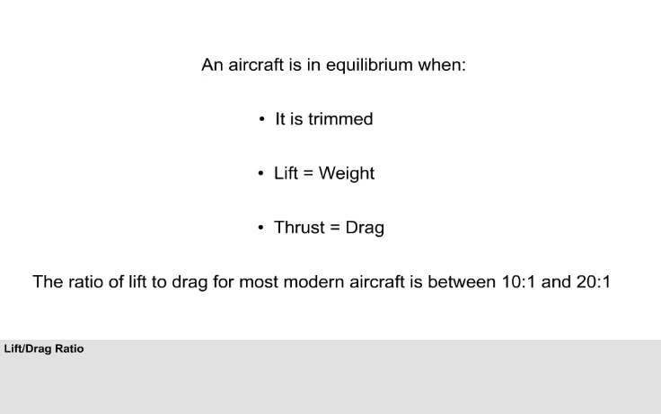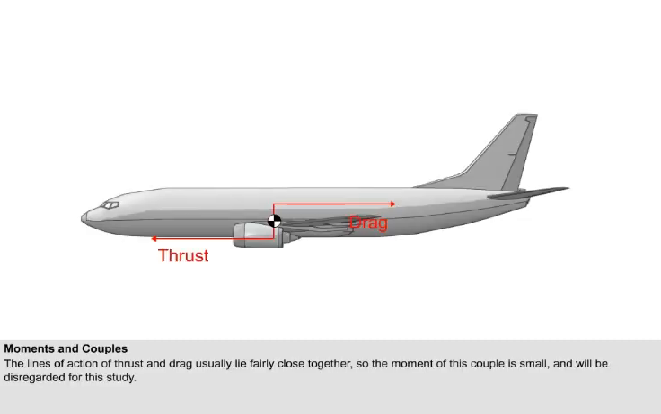The proportion of the lift force to the drag force, known as the lift-drag ratio, for most modern aircraft is between 10 and 20 to 1. In simple terms, this means that lift is 10 to 20 times greater than drag. The lines of action of thrust and drag usually lie fairly close together, so the moment of this couple is small and will be disregarded for this study.